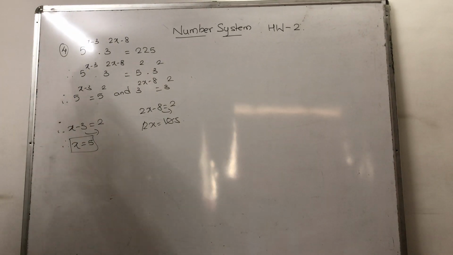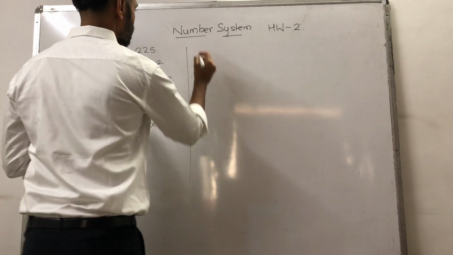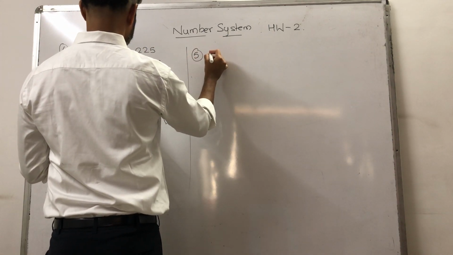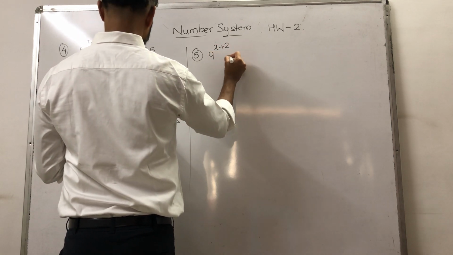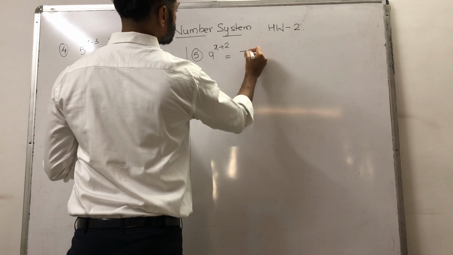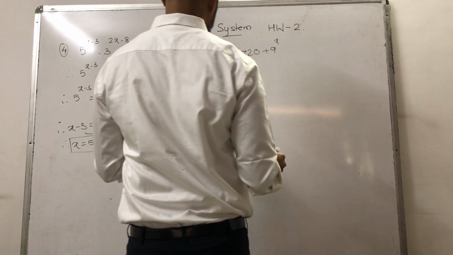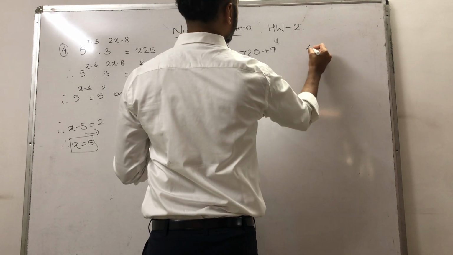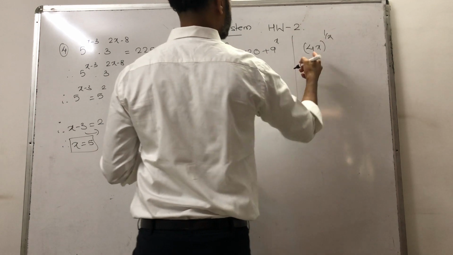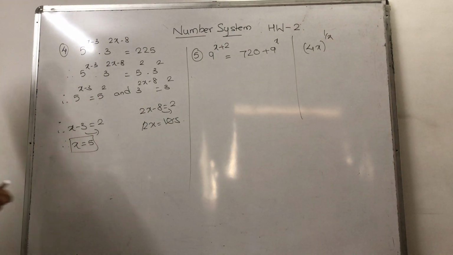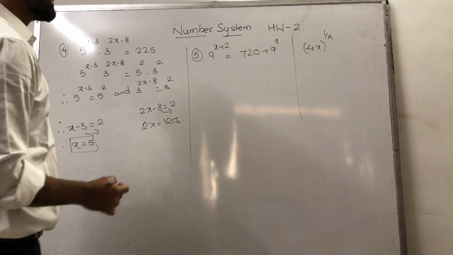Let's take the fifth sum. Similar question. In the fifth question we have 9 raised to x plus 2 equals 720 plus 9 raised to x. Then we have to find the value of 4x raised to 1 by x, right? This is the value that we need to find. So first we would solve this and get the value of x.